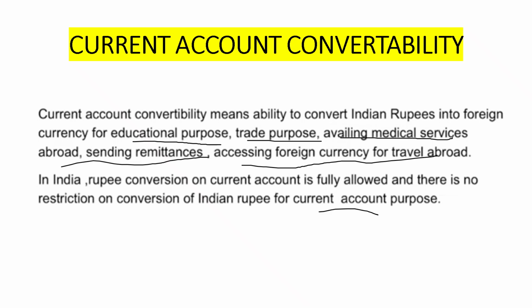for current account purposes. It means whatever money you ask from the dealer with respect to these services, they will give you the entire amount. That means your Indian rupees will be fully convertible to foreign currency. There are no restrictions with regard to current account convertibility. So this is all about current account convertibility.